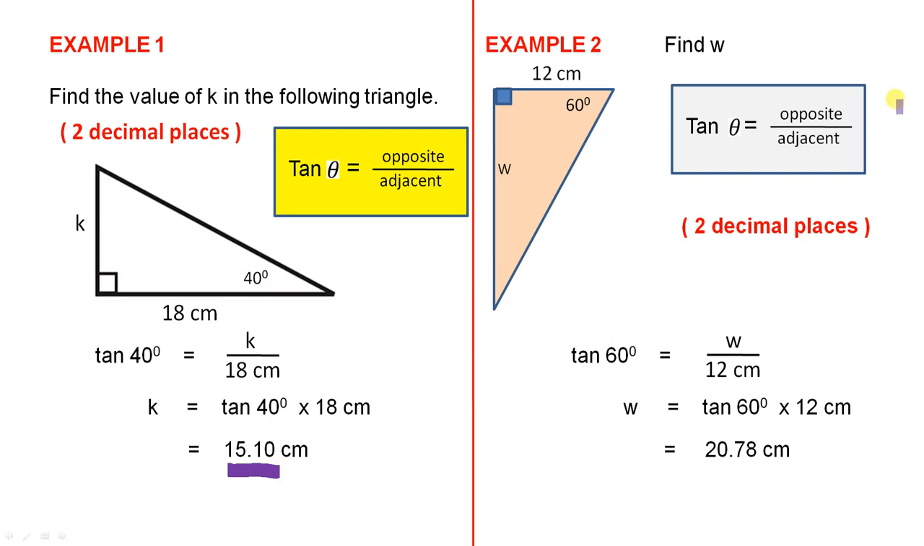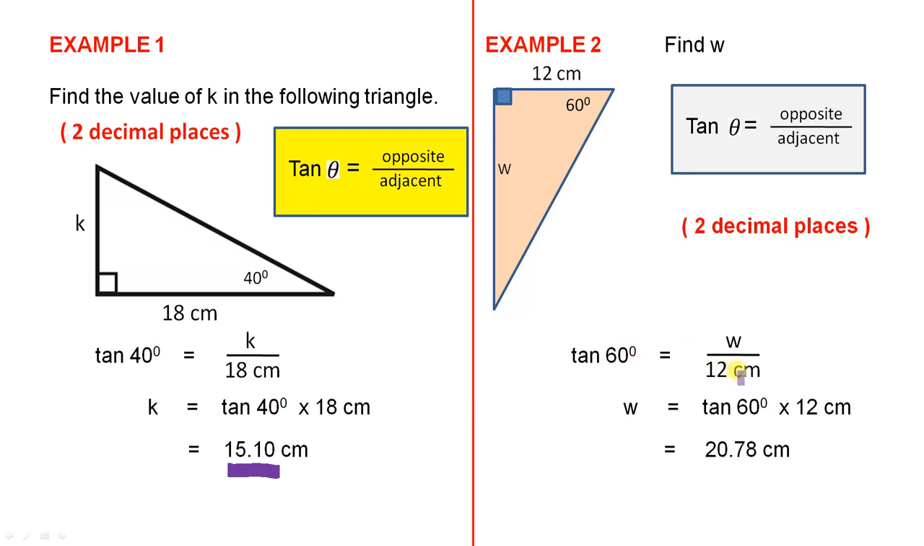For the second example, we're asked to find W. So again, tan theta is opposite over adjacent, and we want the answer to 2 decimal places. In this case, theta is 60 degrees, so tan 60 degrees is W over 12 centimetres. That gives us that line.